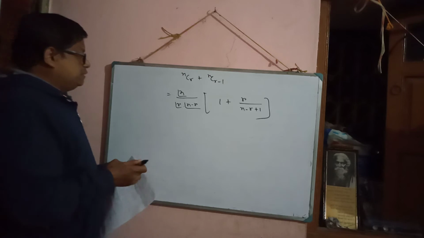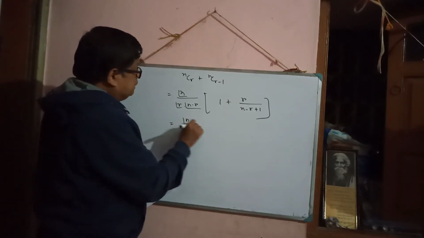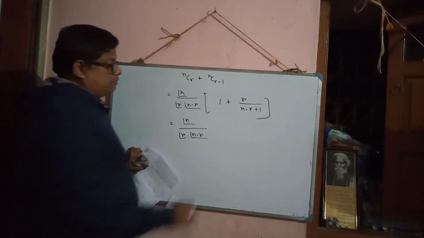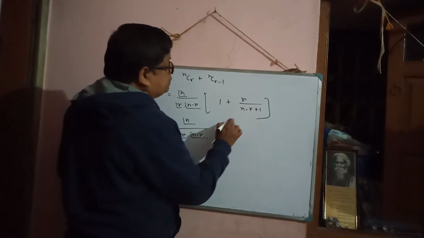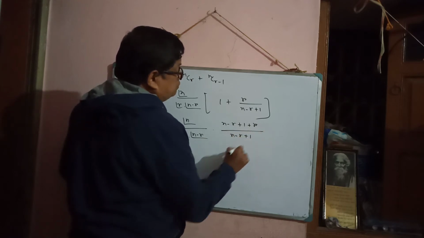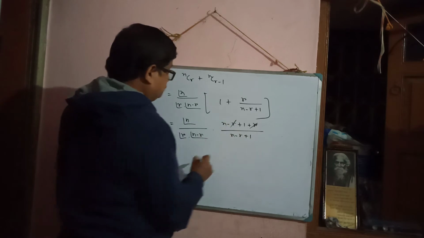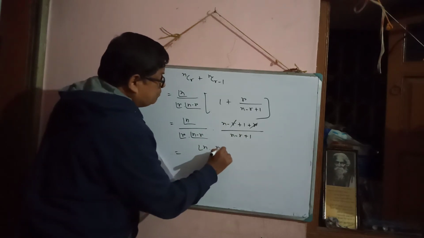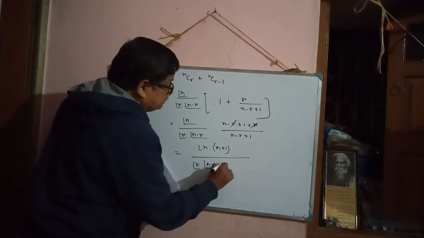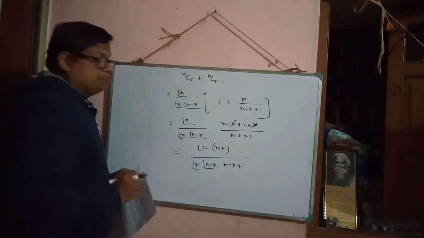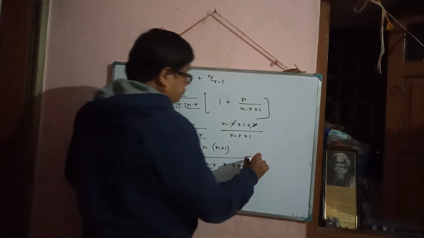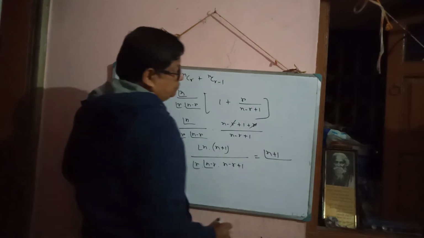Okay, see, n factorial by r factorial into (n minus r) factorial, so into here (n minus r plus 1) plus r by (n minus r plus 1). Okay, r cancel. So here n factorial into (n plus 1) by r factorial into (n minus r) factorial into (n minus r plus 1).